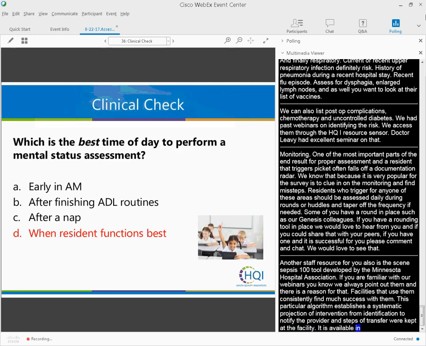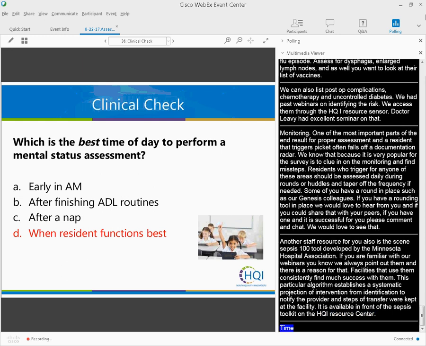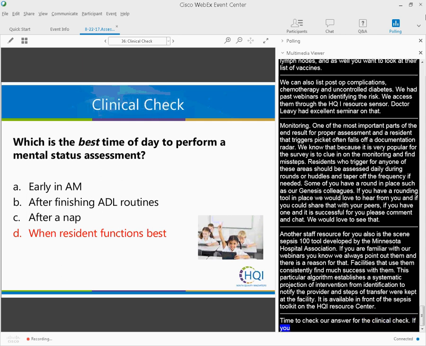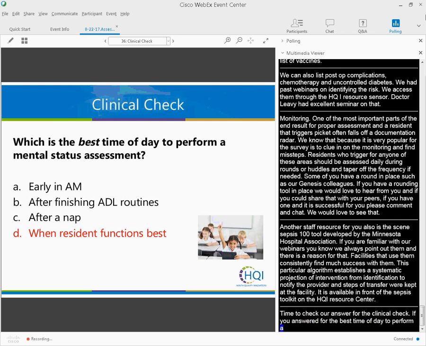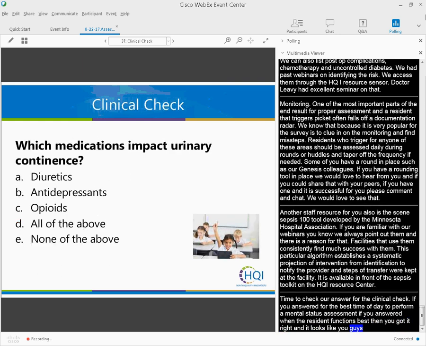Next slide, please. All right, time to check our answer for the clinical check. If you answered for the best time of day to perform a mental status assessment, if you answered when the resident functions best, then you got it right. And looks like you guys are good on that one too. That's fantastic. All right, next slide, please.